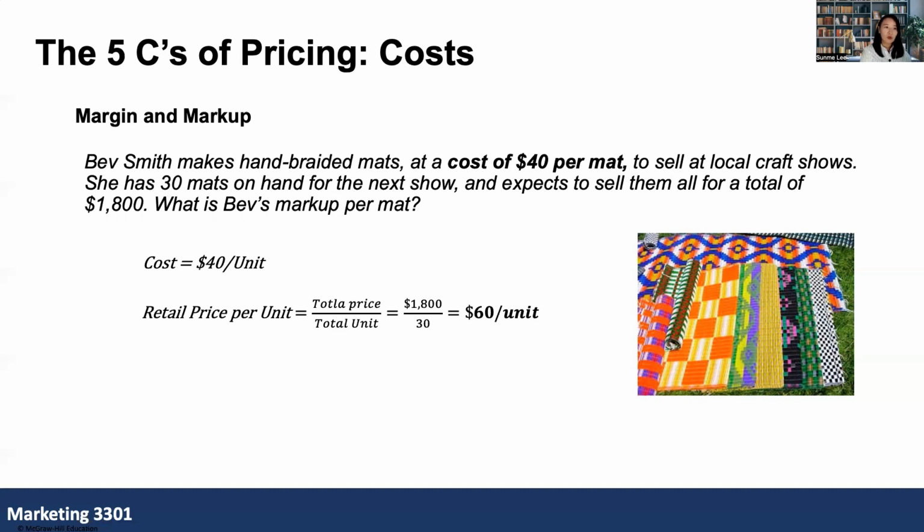Now we know the total price and total units. So if we divide the total price by total units, then we have $60 per unit as the retail price per unit. And then after that, if you calculate markup, which is price minus cost divided by cost, then we have a 50% markup here.